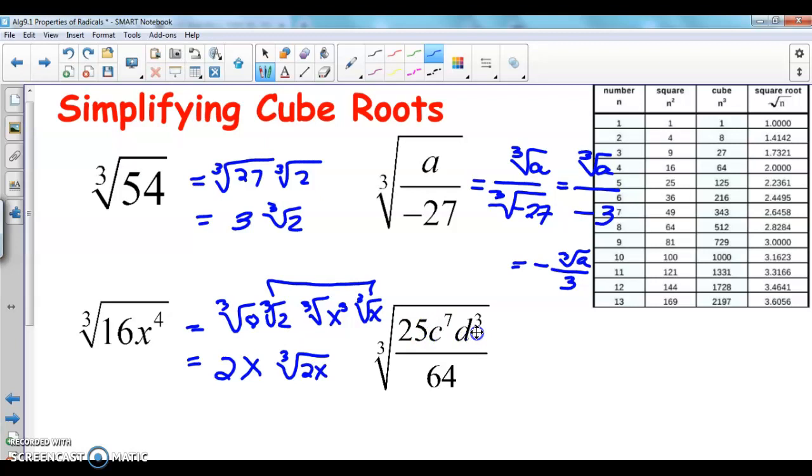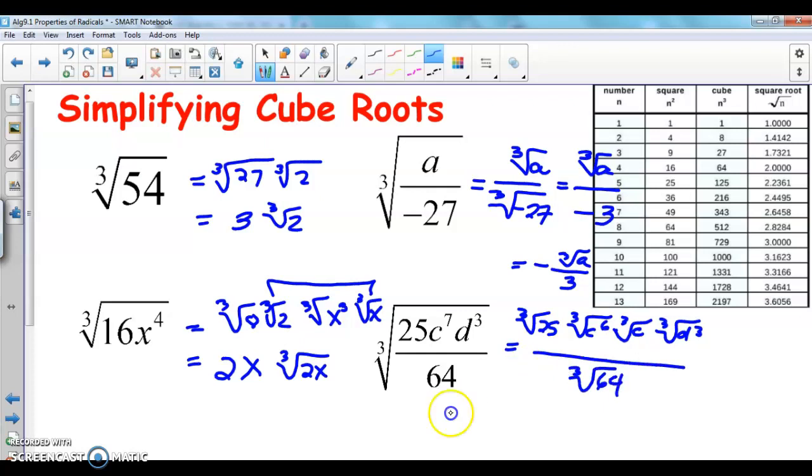Alright, one last. Oh, 25. Does 25 have a cube root? I don't think so. So cube root of 25. Let's break down the c to the 7. The closest multiple of 3 here is 6, right? So cube root of c to the 6, but there's a leftover 1c, and then the cube root of d to the third power, so we could simplify that later, and the cube root of 64.